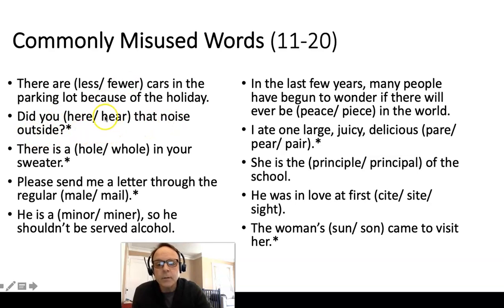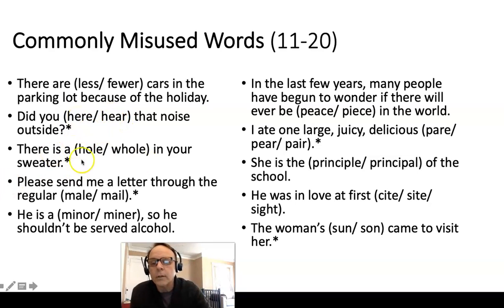I have a mnemonic for this one. If you take off the H, you have the word ear, and that's what you hear with, right? You hear with your ears. So here is the best. Obviously, this is a preposition for a place, like standing right here. So the second one's a good choice.